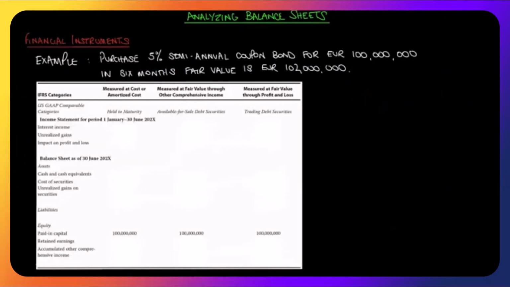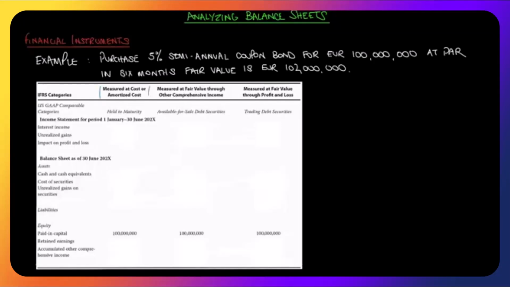From the underlying reading, purchase a 5% semi-annual coupon bond for €100 million. I just want to add to that, at par. They don't mention that in the underlying reading, but just to make the answer absolutely right, we need to mention that. In 6 months, the fair value is €102 million. What do the balance sheets and the income statement look like for each of the three methods? So you can see our three methods here.